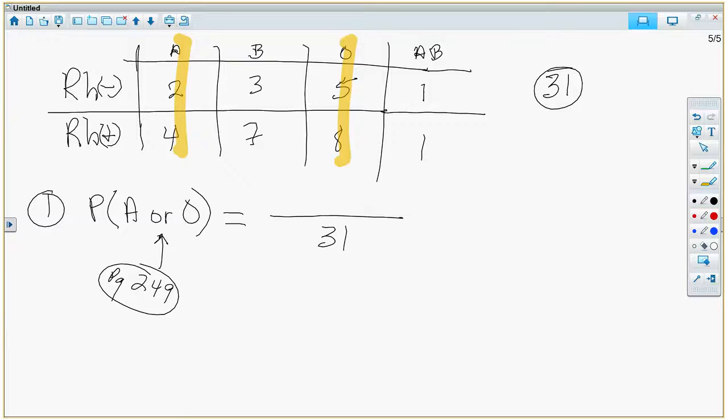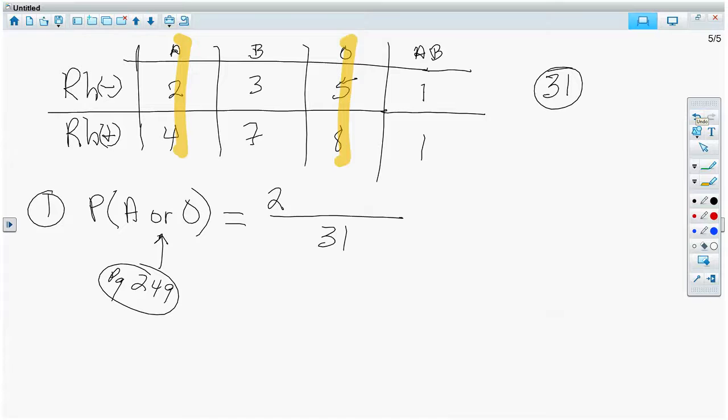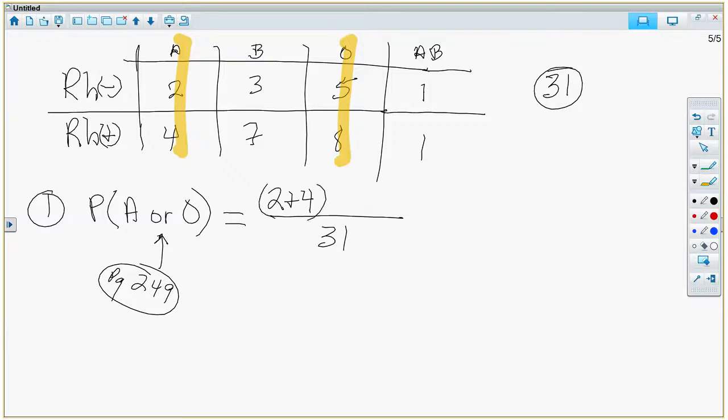And 2 plus 4 is 6. I know I need to write it down. I'll just write 2 plus 4 right here. Plus, because we're using the additive law, 5 plus 8. Now, if I did have an overlap with the colors, what would I do? You would subtract it. And we'll do that in just a second.